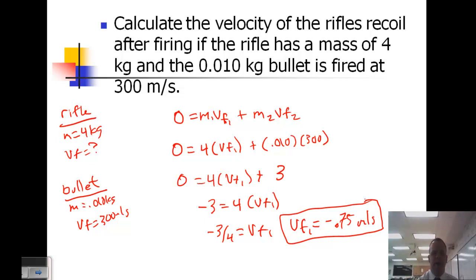Okay, this completes two examples of explosion problems. In the next video, we're going to look at a number of problems that have multiple types of either explosion, elastic collision, or inelastic collision, differentiate between them, and solve them.